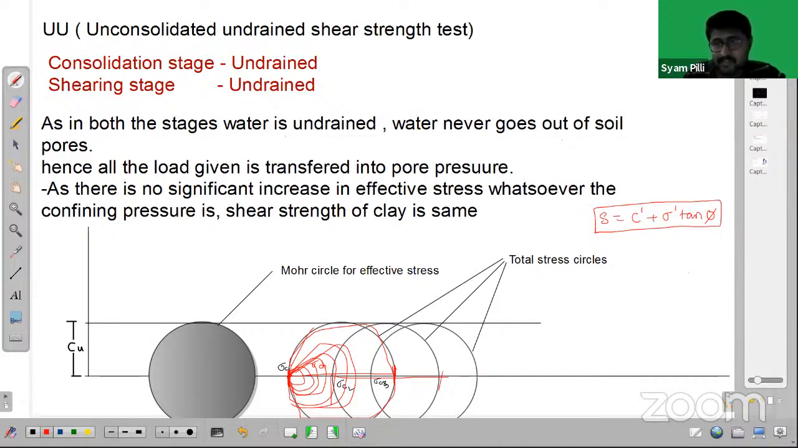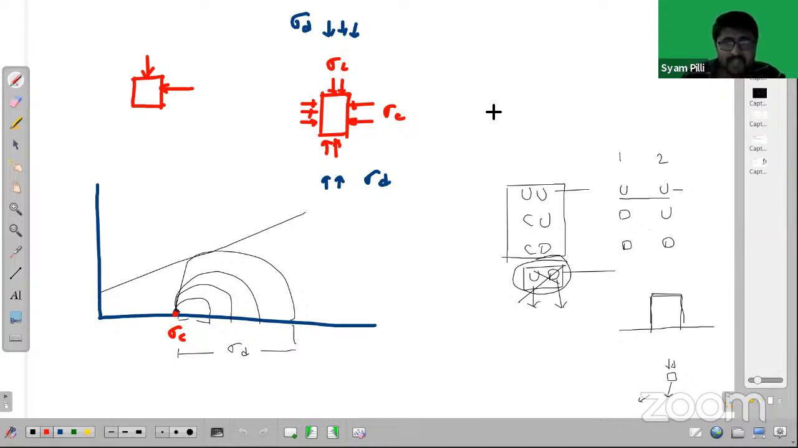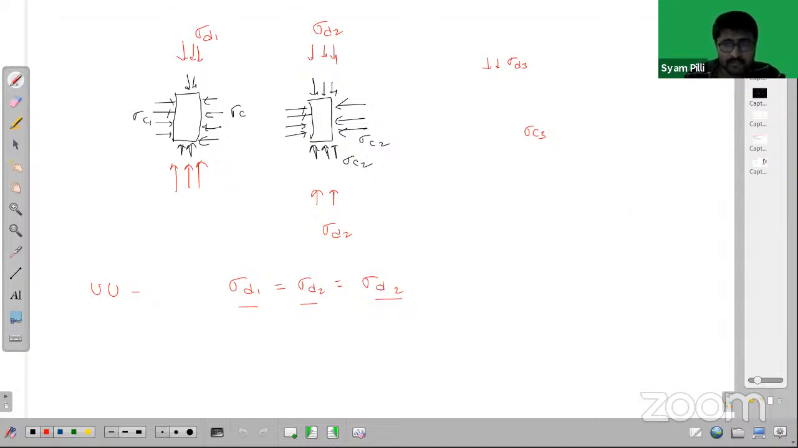But sigma dash, we are not considering; these are all the total stresses only. But I need the effective stress, so what will I do? To get the effective stress, I will subtract pore water pressure from the total stress. I know my total stress, this much I am giving in the horizontal direction and this much in the vertical direction, sigma c plus sigma d1, right?